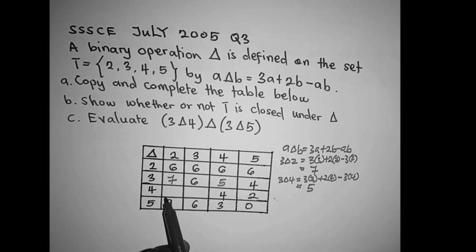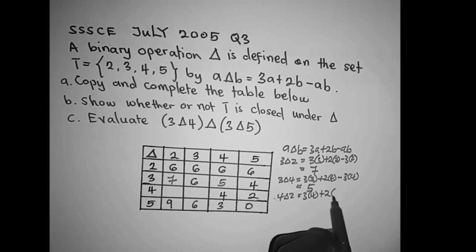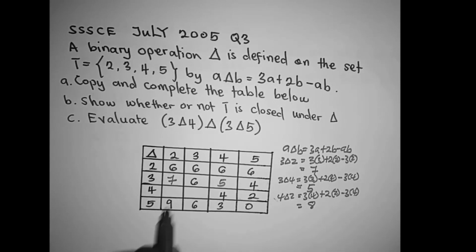Then we come here, 4 operation 2. 4 operation 2 equals 3 times 4 plus 2 times 2 minus 3 times 4. The result you get is 8. And therefore this aspect is 8. If you do 4 operation 3, you will get 6. And therefore we are done with our table. We've completed filling our table.